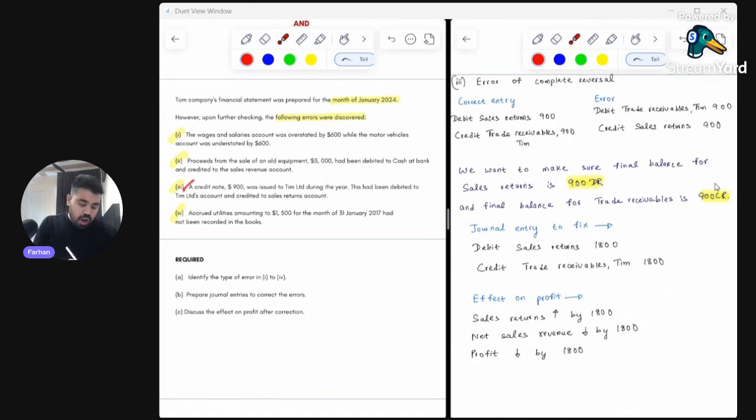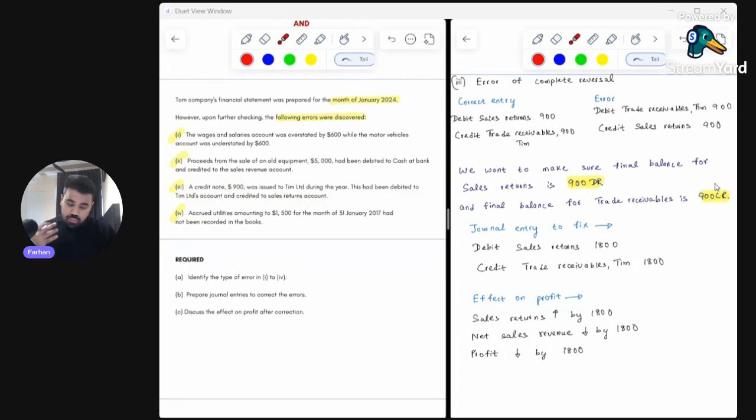A credit note of $900 was issued to Team Limited during the year. This had been debited to Team Limited's account and credited to sales returns account. What do we understand by a credit note which we issue? A credit note is only issued when we have confirmed a sales return that we accept from our credit customer. And in that case, the customer is Team.